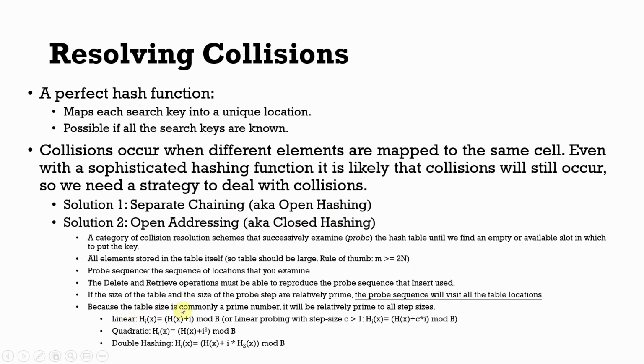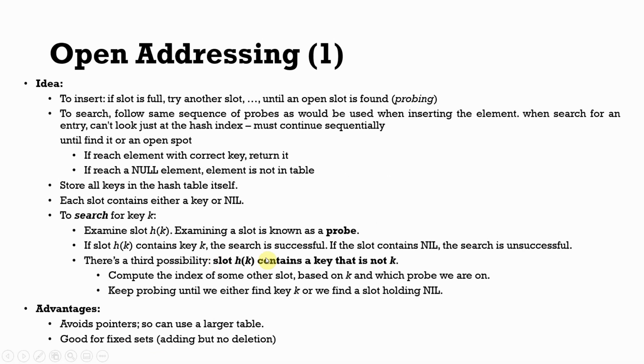Because the table size is commonly a prime number, it will be relatively prime to all step sizes. Okay, so one of these conditions is met here. We have three open addressing schemes: a linear probing sequence, quadratic probing, and double hashing. Okay, we'll talk through all of them in detail.